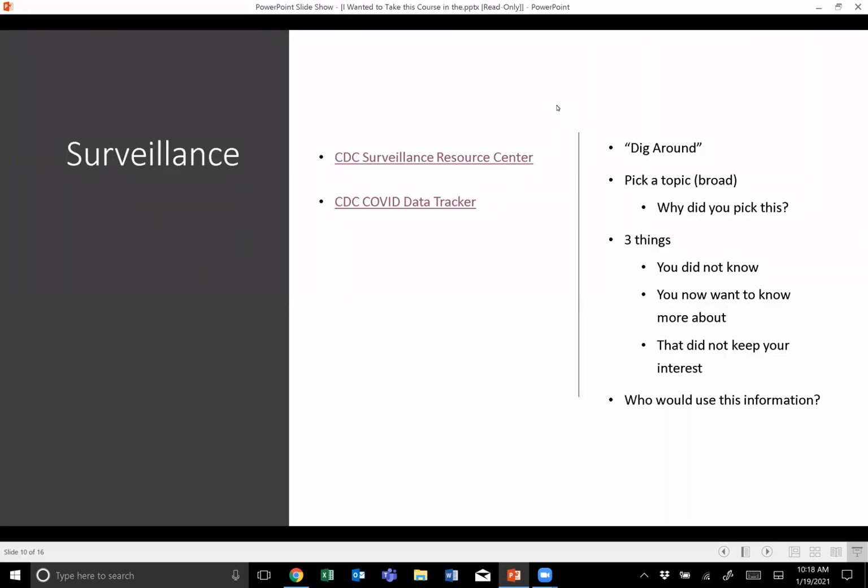And so I'm going to give you some examples of this in just a second. But when we got to the places where it was looking at, at first glance, these very overwhelming sources of information, what I said to them was, dig around in these websites, pick a topic. I was very broad. I didn't say, find an example of this. But as they were going through it, I wanted them to be thinking about why they picked what they picked.